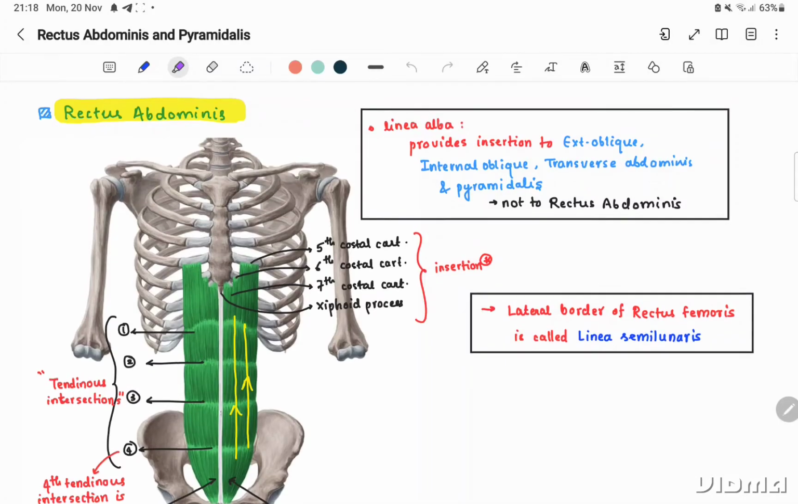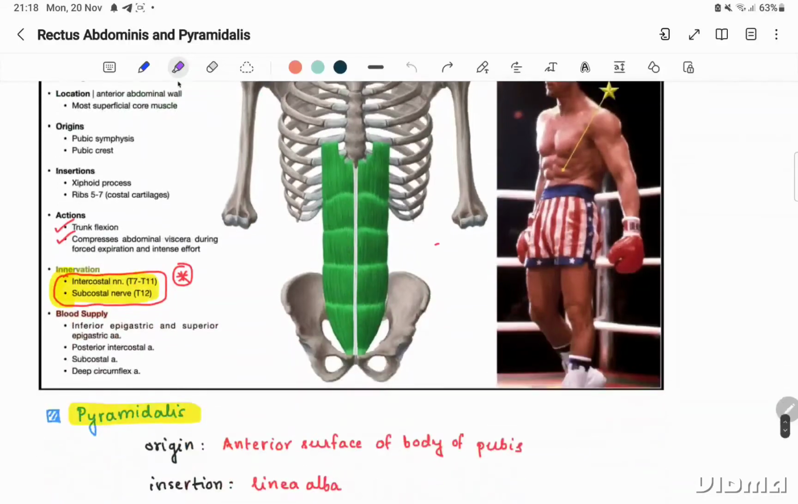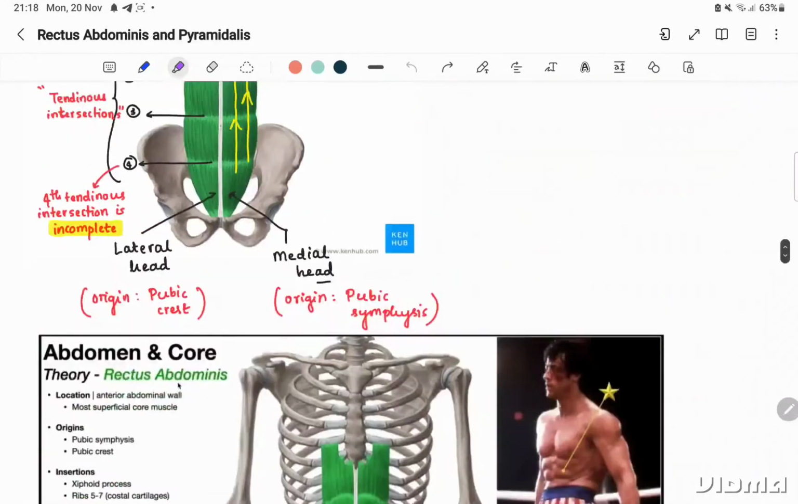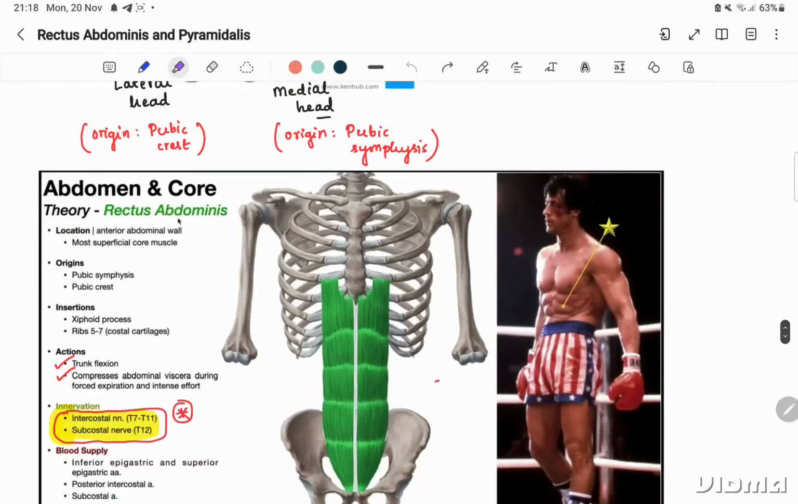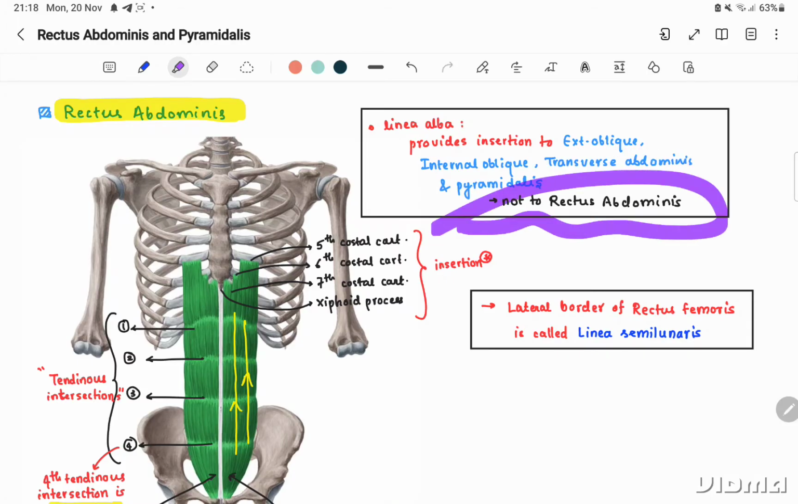Okay, two other muscles, that is your rectus abdominis and pyramidalis. Pyramidalis is a very small muscle. Main is the rectus abdominis. You must have seen your wrestlers, okay, having this kind of appearance. This is your rectus abdominis muscle. Okay, talking about the rectus abdominis, an important fact is the linea alba will provide insertion to the external oblique, to the internal oblique, to the transverse abdominis, and also to the pyramidalis. Okay, but not to the rectus abdominis.